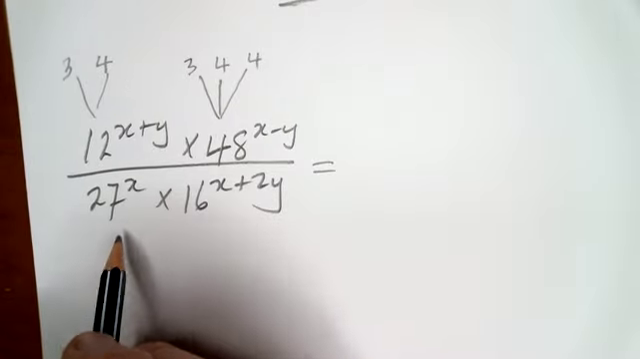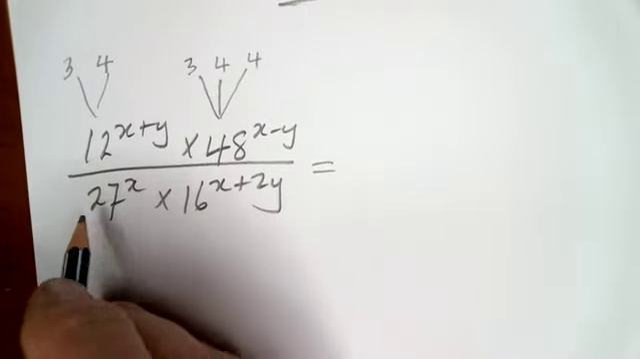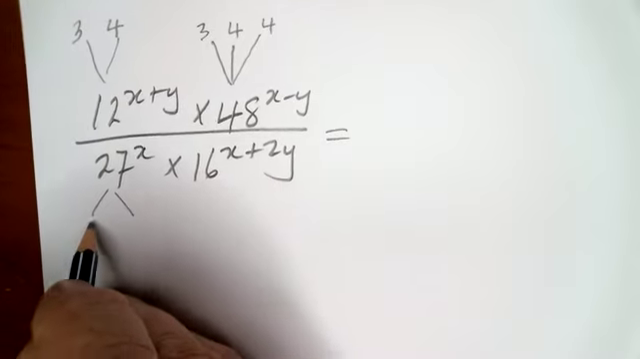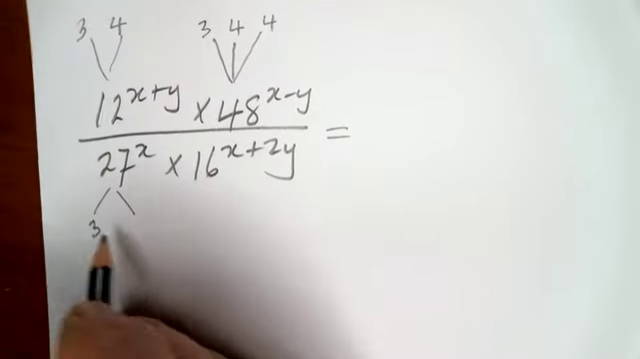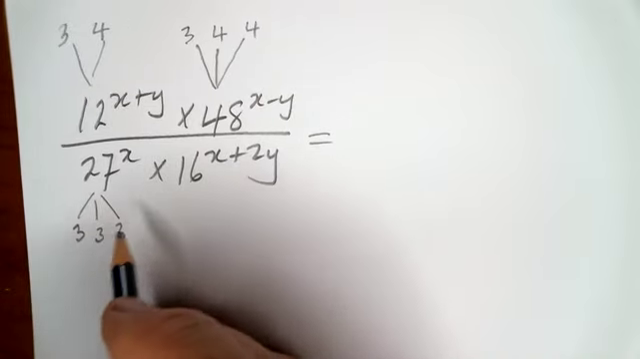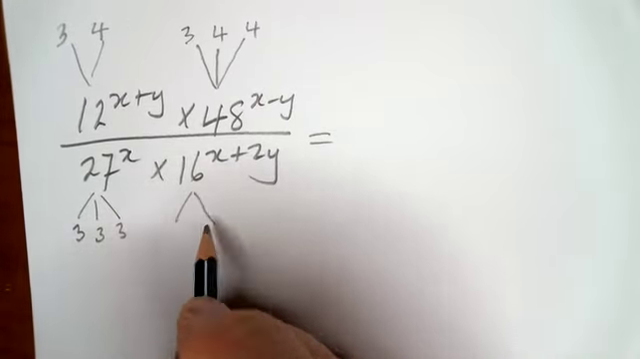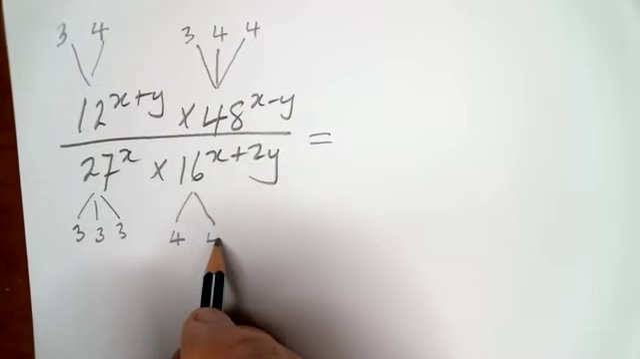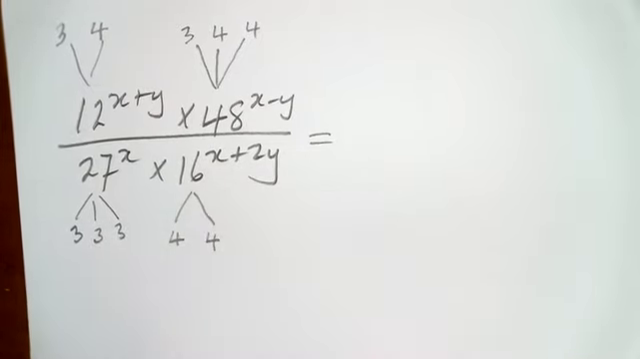What about 27? Well, we know that 27 breaks up rather nicely. If I was to break that up into a 3 and a 3 and one more 3 as well. And of course, 16 is going to be 4 and 4. So if we just kept all the bases to be 3s and 4s, because they've got the same base, we can just add or subtract the powers to each other. Well, let's take a look at that taking place and see how this plays out.